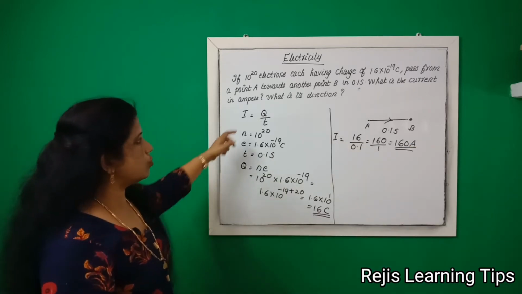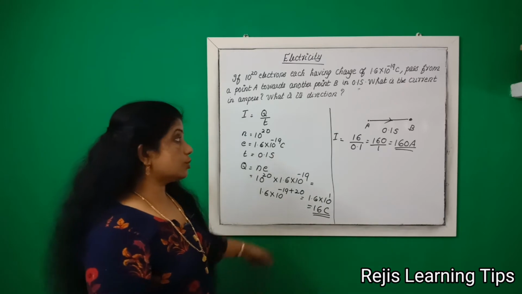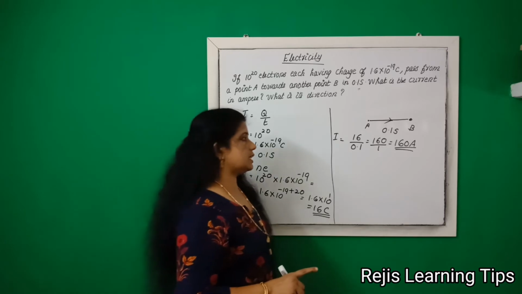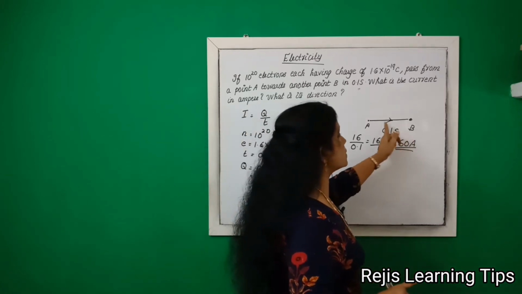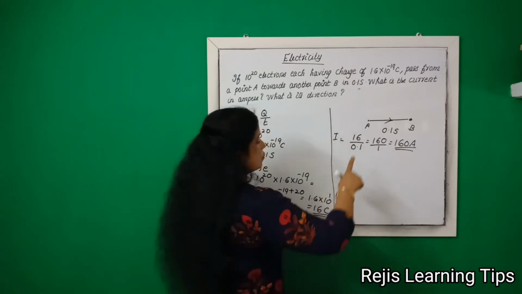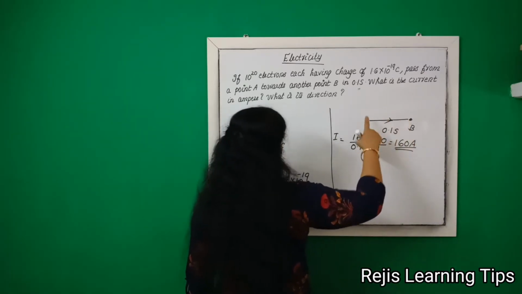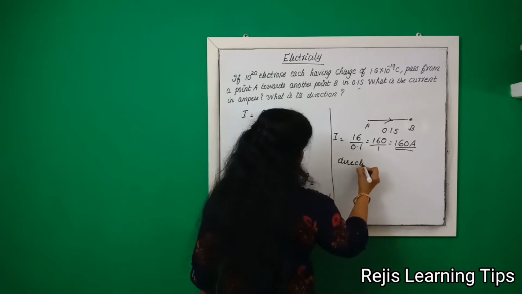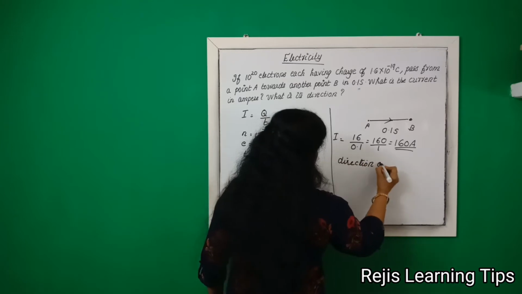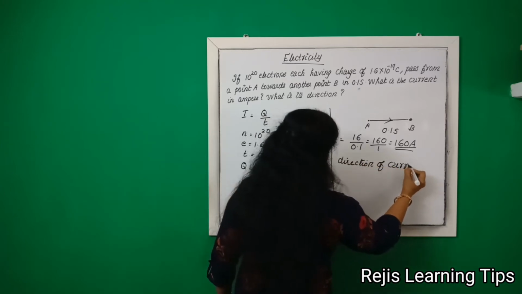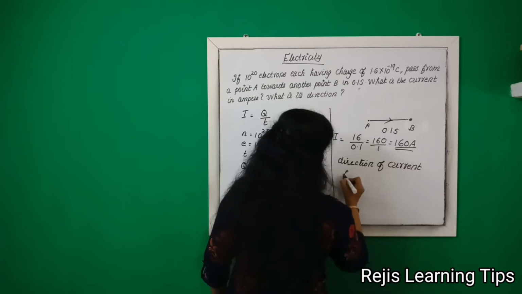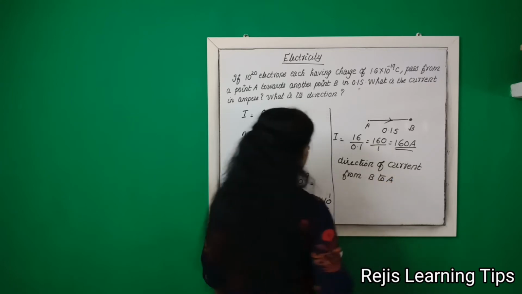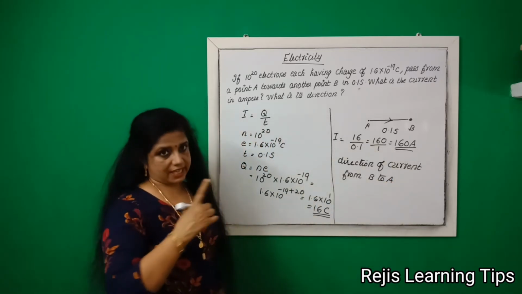Okay, then next we want to find what is its direction. Electrons flow from A to B. Then what is the direction of current? The direction of current is just opposite to the flow of electrons. Electrons flow from A to B, so current flows from B to A. So the direction of current is from B to A. Okay, understood? Then we can see the next problem.